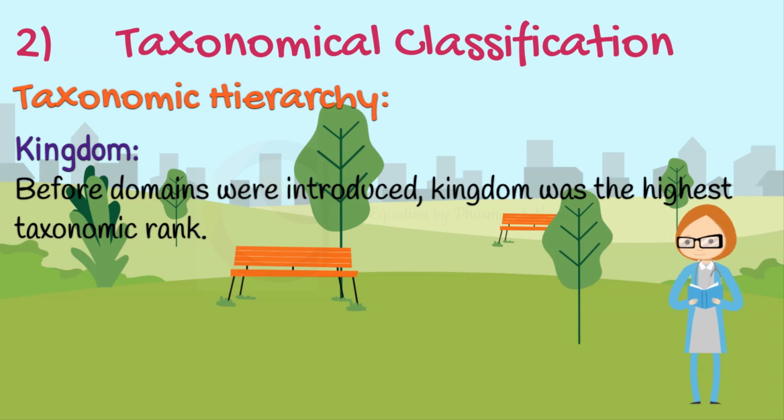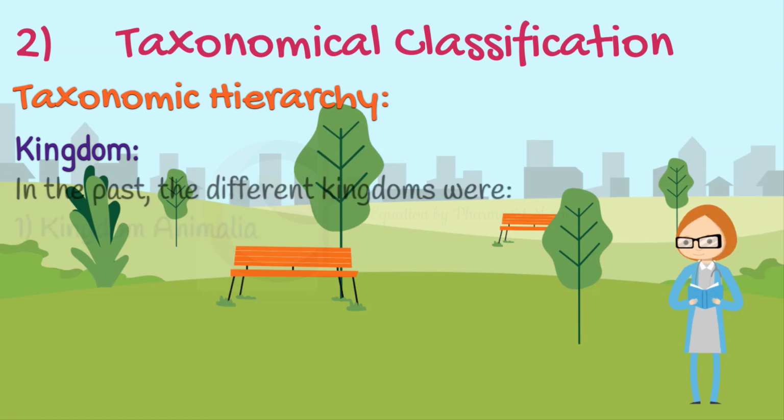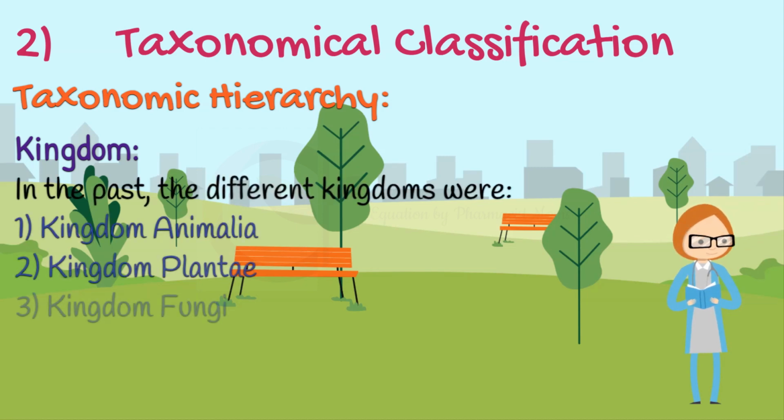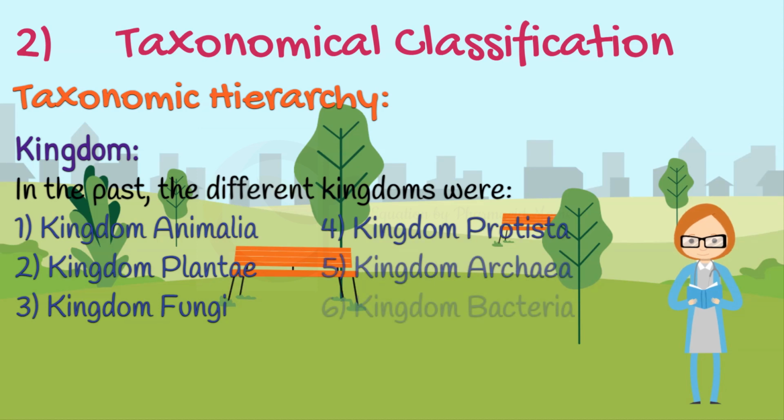Before domains were introduced, kingdom was the highest taxonomic rank. In the past, the different kingdoms were Kingdom Animalia, Kingdom Plantae, Kingdom Fungi, Kingdom Protista, Kingdom Archaea, and Kingdom Bacteria. Archaea and bacteria were sometimes grouped into one kingdom, Monera. However, some of those groupings, such as Protista, are not very accurate. Protista includes all eukaryotic organisms that are not animals, plants, or fungi, but some of these organisms are not very closely related to one another.